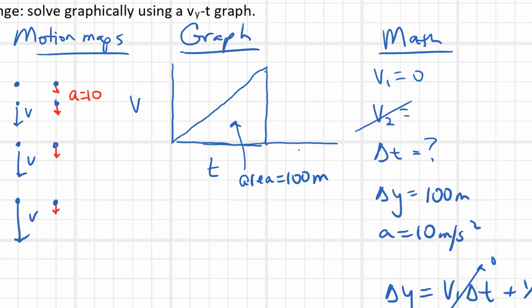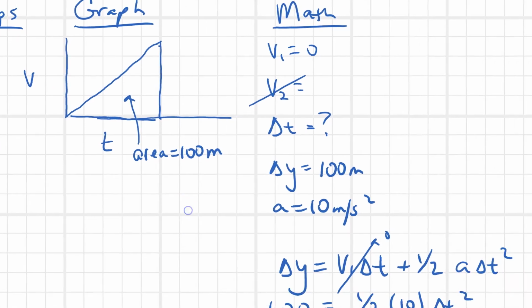I'll get to the challenge in a minute. Mathematically, if you solve this, you can bring out your big 5. The initial velocity is 0. The time we don't know. Time is what we want to figure out because it says how long. Delta y is 100 meters. Since downwards is positive, it's a positive 100 meters. And acceleration, again, since downwards is positive, it's a positive 10 meters per second squared.